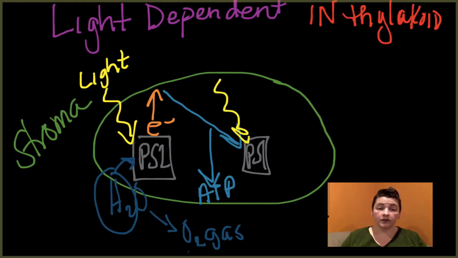Now we're on to photosystem 1. Again, light's going to come in and hit photosystem 1. Light is going to excite the electrons on the chlorophyll within photosystem 1.